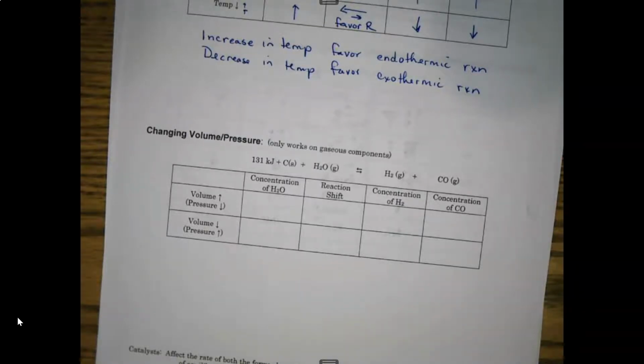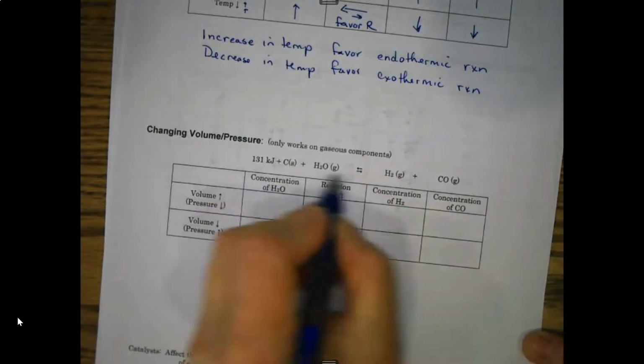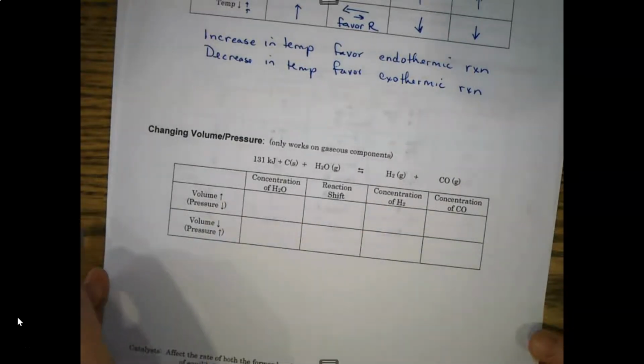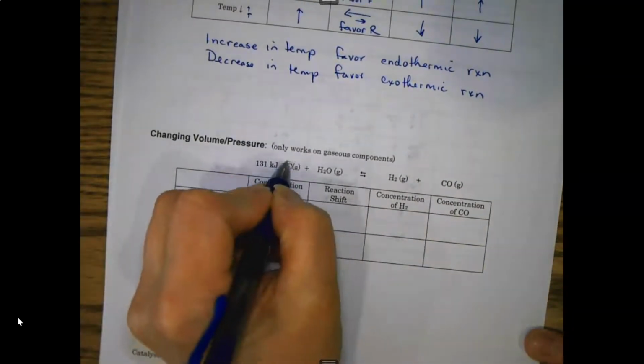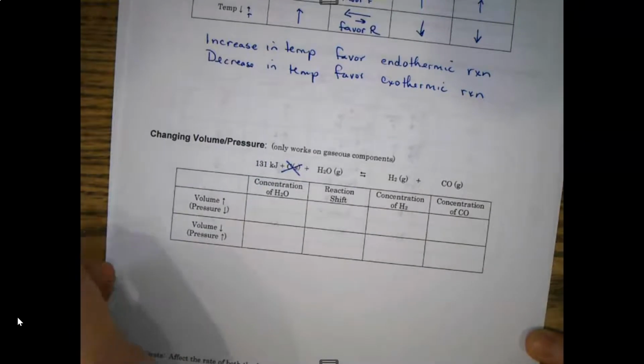The system's going to try and counteract that. The system wants to have the pressure back to where it was. Well, in order to counteract that decrease in pressure, the system is going to shift to favor more particle collisions, which means it's going to favor more moles of particles overall. So when you're looking at pressure, you actually want to count how many moles of materials you have on each side. Now, we're going to ignore carbon because it's a solid.